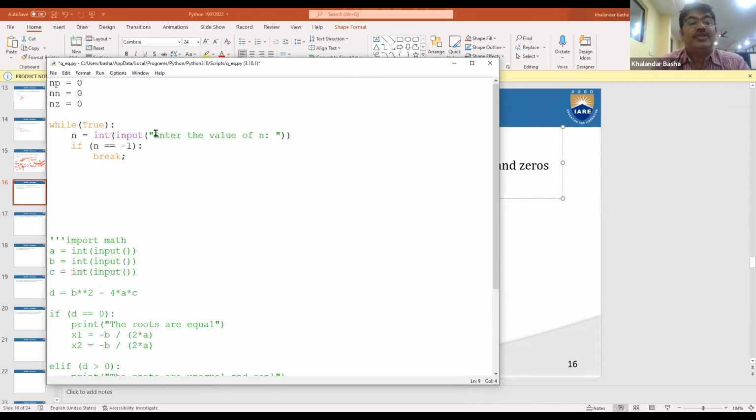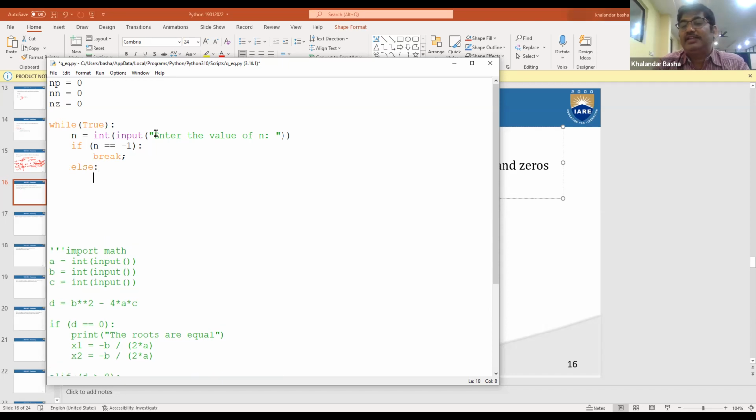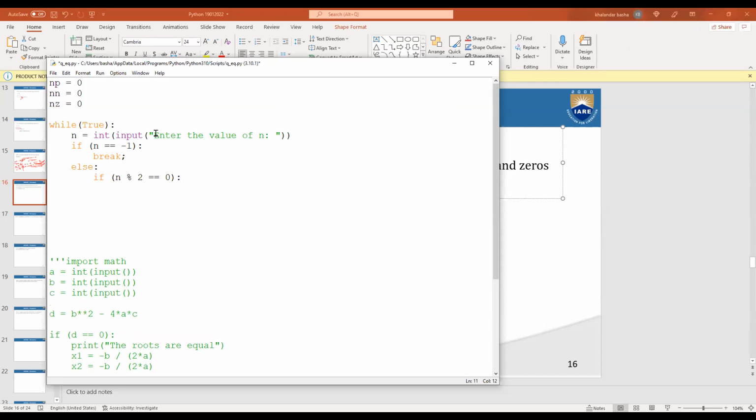Suppose the number we have entered is not -1, then it will go to the else clause. In the else clause, I'll check whether the given number is even or odd. So how do we check whether the given number is even or odd? n % 2 == 0.